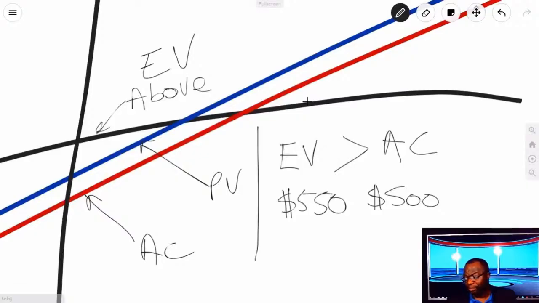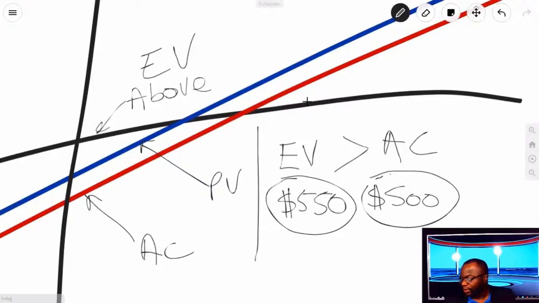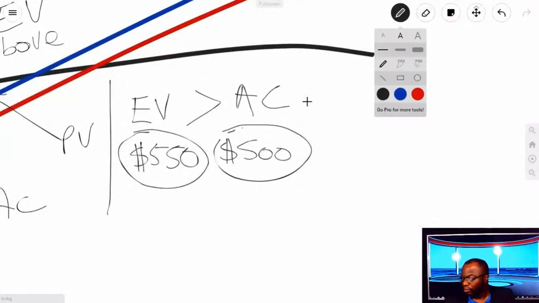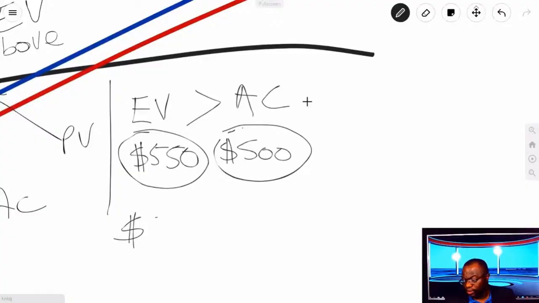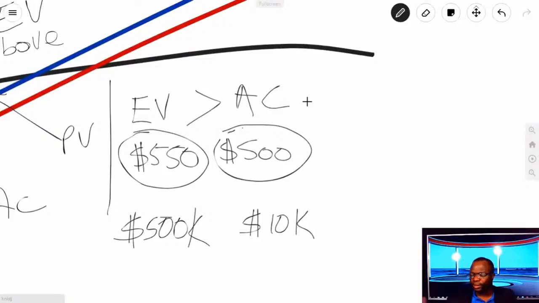That line being above everything else, if it's above AC, it means you are under budget. You got $550 worth of work done and you only spent $500. Or you got your 500K Bugatti, or whichever car you bought, and you only spent $10,000. Isn't that good? Isn't it good that your EV is above the AC? To give you a pragmatic example, it is a good thing. So you got 500K worth of work and you only spent 10K.